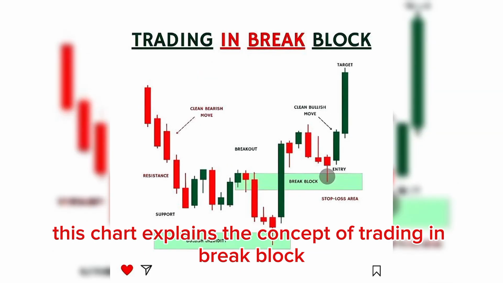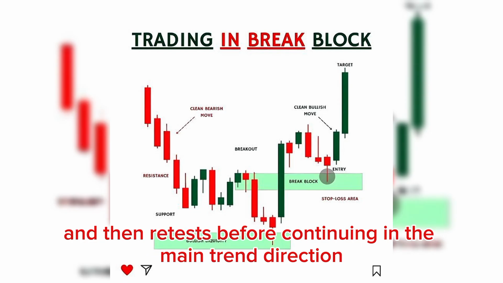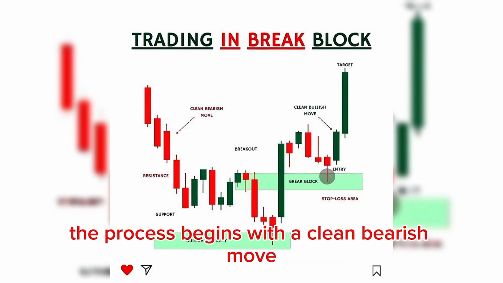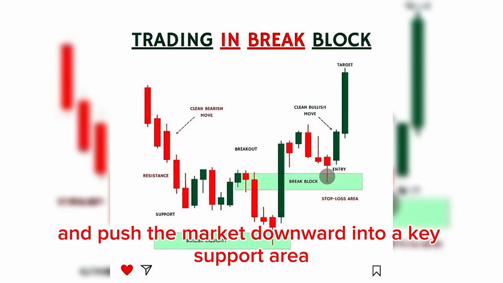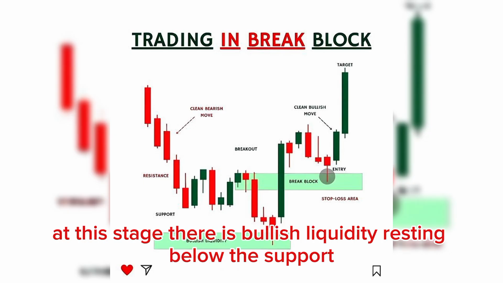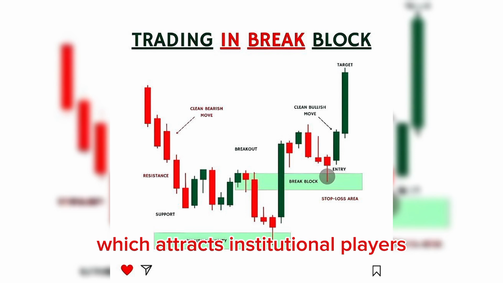This chart explains the concept of trading in break block, a strategy that focuses on identifying areas where price breaks out and then retests before continuing in the main trend direction. The process begins with a clean bearish move where sellers dominate and push the market downward into a key support area. At this stage, there is bullish liquidity resting below the support, meaning buy orders and stop losses are sitting there, which attracts institutional players.